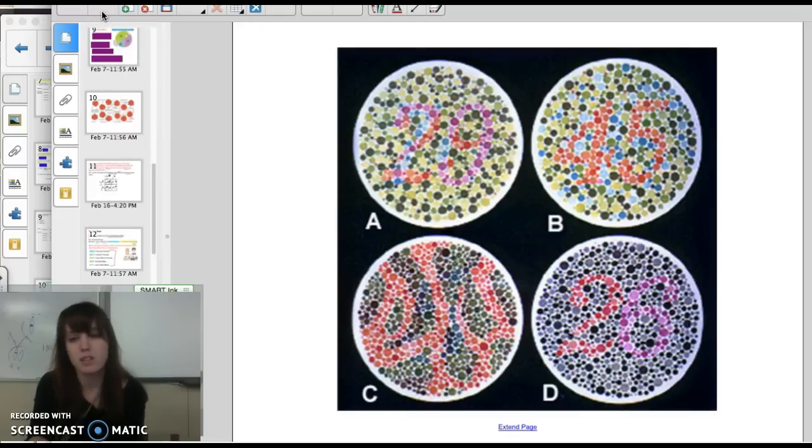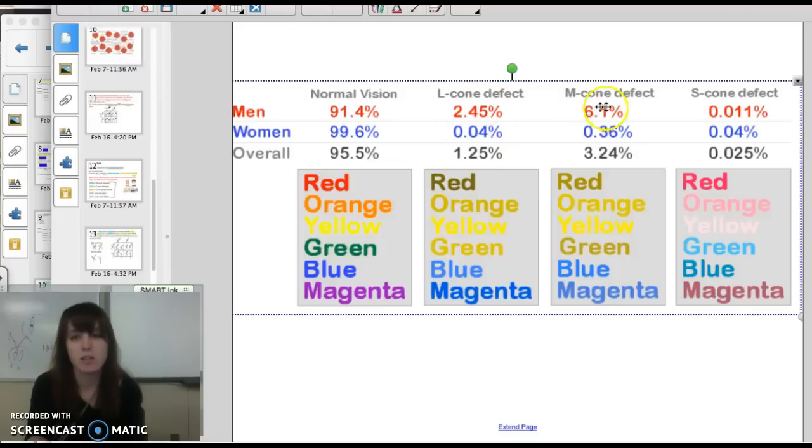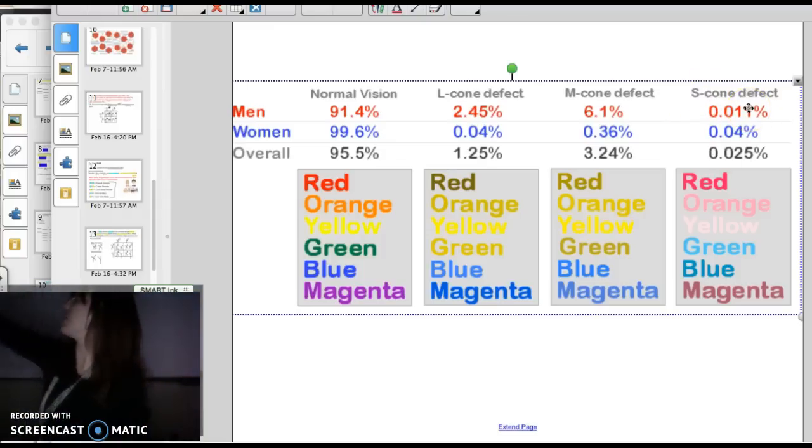Okay. And here's a couple examples of colorblind tests. You can look them up online to determine if you're colorblind or not. There's different types of colorblindness based on the cones that you have in your eyes. But as you can see, men have a higher prevalence of colorblindness. So take a moment to talk about why.